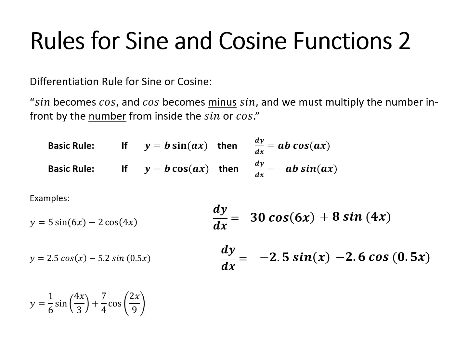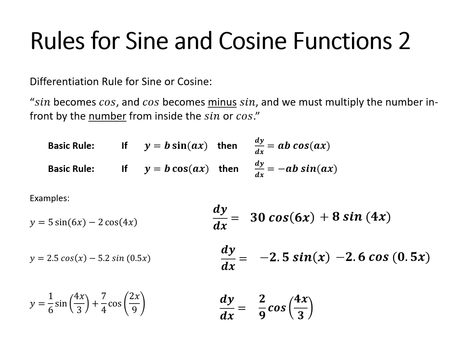Okay, last example. This one has got fractions in it, just to make it a little bit harder. It's y and x, so dy by dx equals. Sine 4x over 3 is going to become cos 4x over 3. But we also need to multiply 4/3 times 1/6, which is 4/18 or 2/9. So it's 2/9 cos 4x over 3.